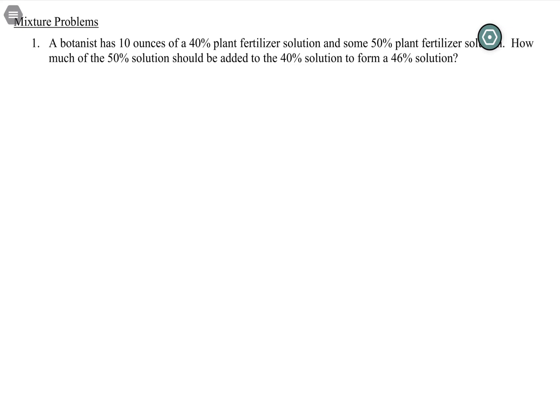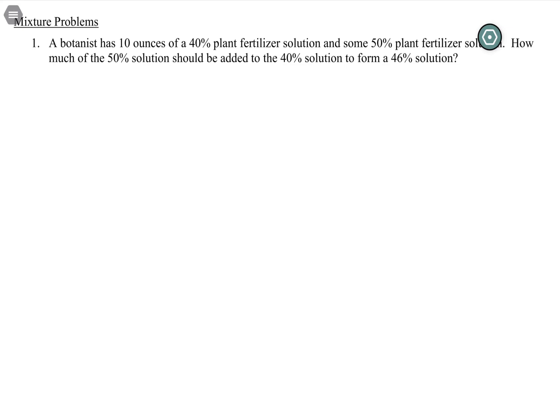We have 10 ounces of a solution that's 40% plant fertilizer, and we have another solution that's 50% plant fertilizer. And we're trying to figure out how much of the 50% solution do we have to add to the 40% solution if we want to get a 46% solution.